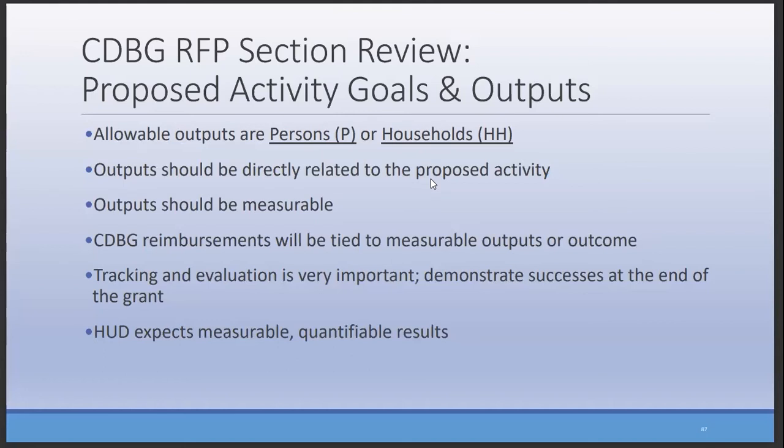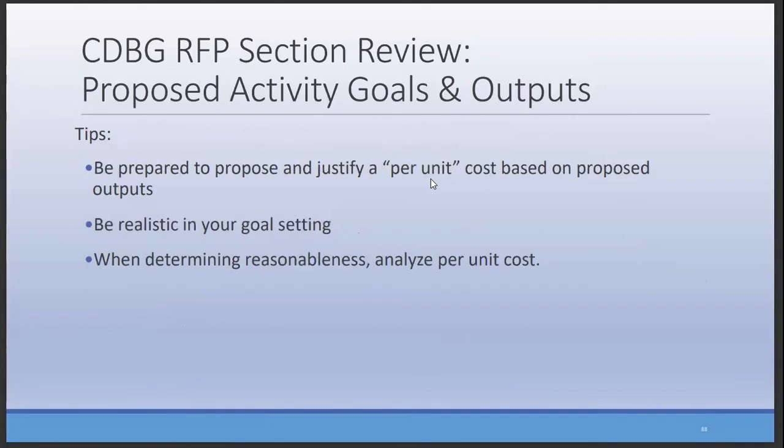The second reason why outputs should be measurable and directly related to your activity is because it helps you track quantifiable steps towards achieving your goals within your activity, which in turn provides CDA the tools to express your successes to HUD in measurable, quantifiable ways. Outputs are goal-specific and tied to your reimbursements. With that in mind, be prepared to propose and justify a per-unit cost based on your proposed outputs. During your goal-setting endeavor, be realistic in determining your outputs and figuring out if the per-unit cost per output is cost reasonable.